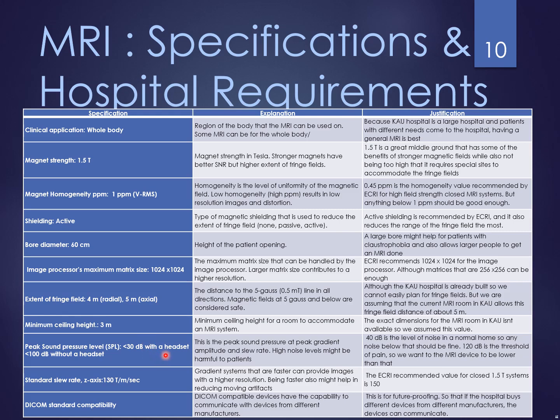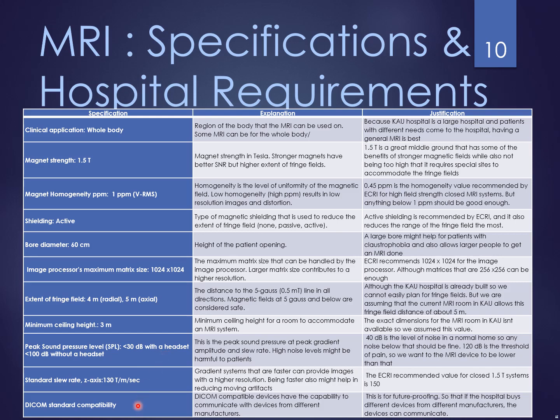For the peak sound pressure levels, this is the peak sound pressure at the maximum gradient amplitude and slew rate. While wearing a headset, things at 30 decibels or even 40 decibels should be fine for the patient. And because 120 decibels is the threshold of pain, we wanted the MRI machines to be less than that, at 100 decibels. For the standard slew rate, this determines how fast the gradient system is. Faster systems produce higher resolution images, and it also reduces the time of acquisition, which might help in reducing the chance of movement.